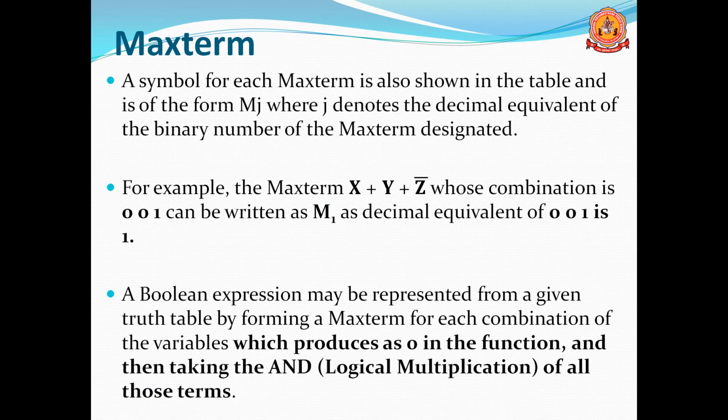A Boolean expression may be represented in a given truth table. You can represent the Boolean expression using the truth table by forming the max term combinations. We use the max term combinations to find the Boolean expression, taking the terms which produce 0 in the function and taking the logical AND, or logical multiplication, of those terms. You take the different terms which produce output 0, then logically AND those variables.